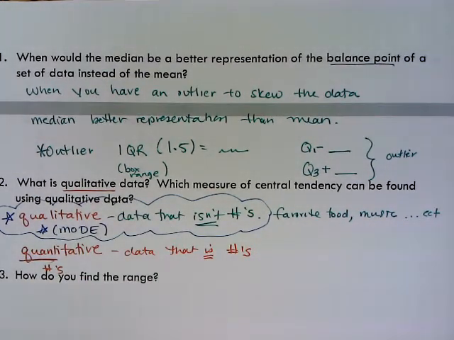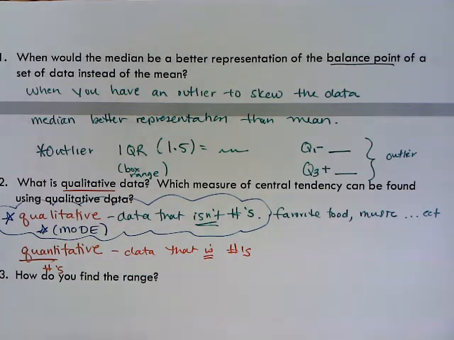Because qualitative data is data that is not numbers. So the only thing I can say is who likes hamburgers the most? Who likes, what do you all like better, rap, country, or R&B? That is qualitative data, and I can only find a mode with it.